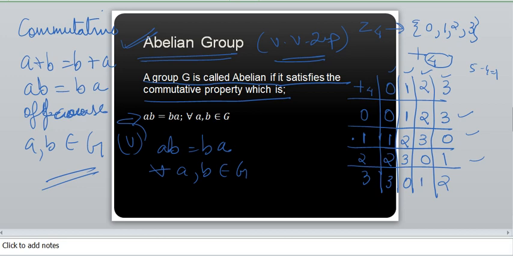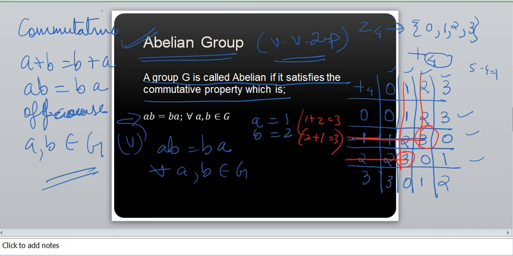Now if you check whether it's abelian or not, take elements A equal to 1 and B equal to 2. So first check 1 from here and 2 from here. What are you getting? You're getting 1 plus 2 as 3. Now if you take 2 from here and 1 from here, you're still getting a 3, right? So 2 plus 1 is equal to 3. So you can write A plus B is equal to B plus A. So it is following the commutative property.